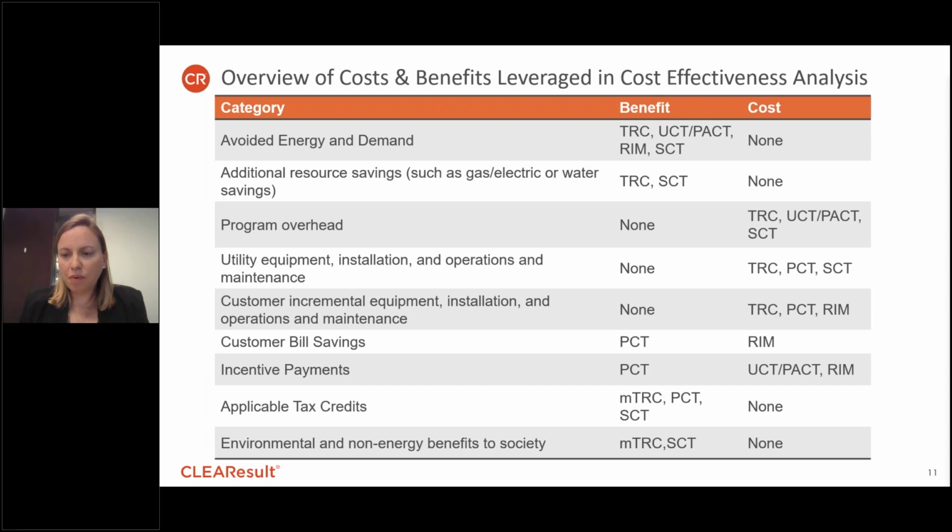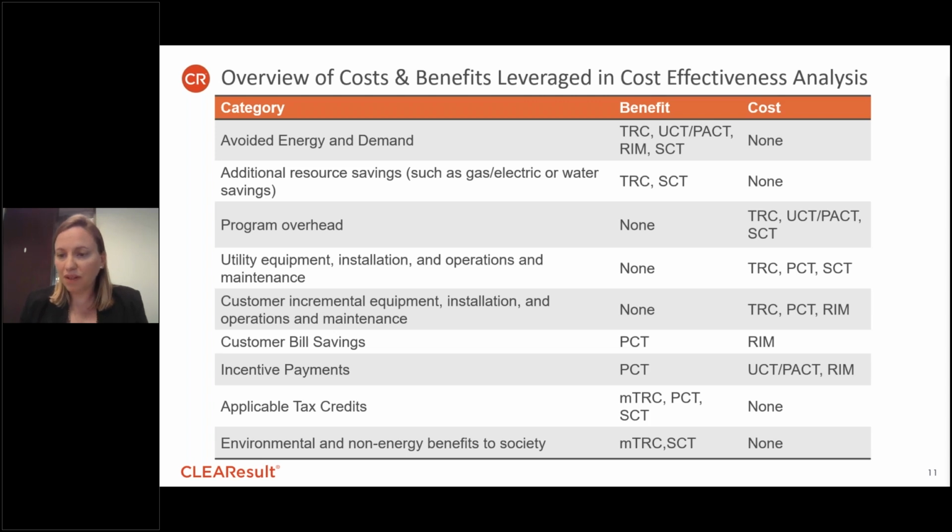And then the last 2 are probably the 2 we see least commonly in a lot of the cost effectiveness tests we're running now, but they're starting to pop up more and more with activities going on across the US these days. In some cases, if there is a tax credit available for certain measures, you can count that as a benefit in your cost effectiveness analysis. And also, are there any environmental or non-energy benefits that your programs are creating?